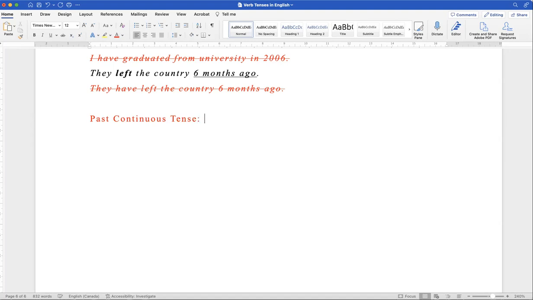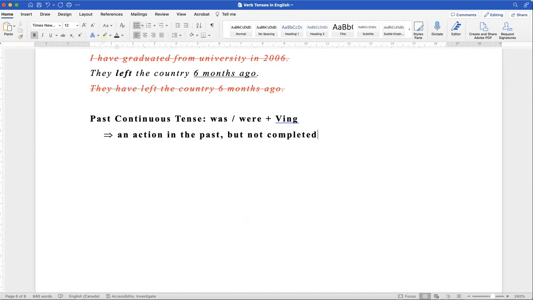And this is about was, were, plus verb ing. It describes an action in the past, but an action that is still going on, not completed. An action in the past, but not completed. Still in process. Still in process means continuing, going on.